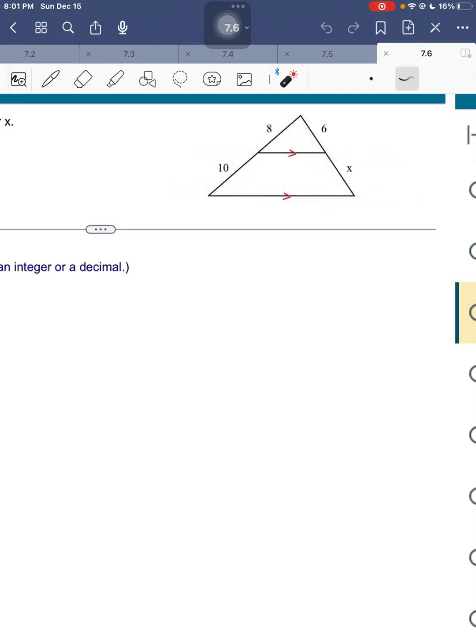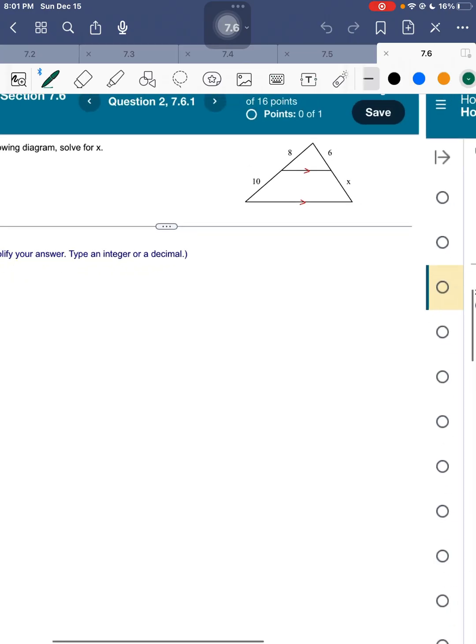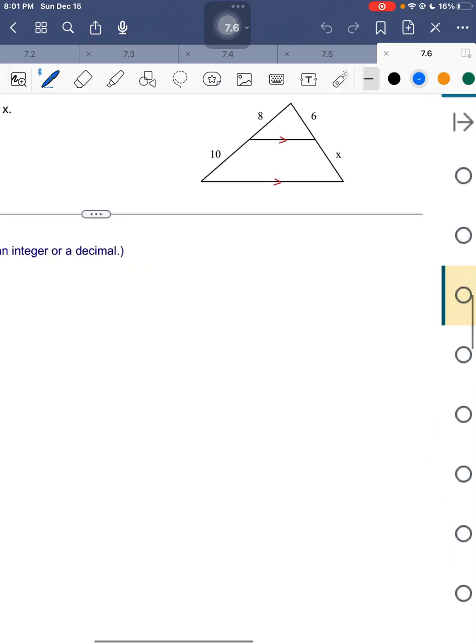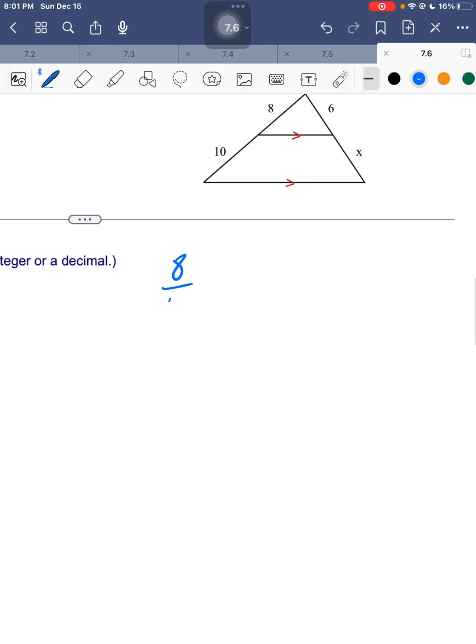So if I have a triangle with two parallel lines, I know that this segment is proportional to this one, and this one is proportional to that one. Or, so you can say 10 is to 8 as x is to 6, or 8 is to 10 as 6 is to x, or 8 is to 6 as 10 is to x, or 10 is to x as 8 is to 6. We've done this a bunch of times.